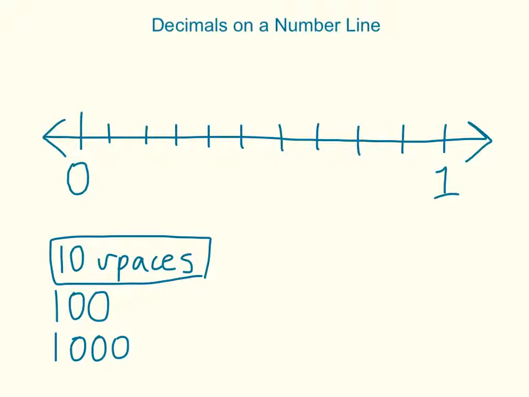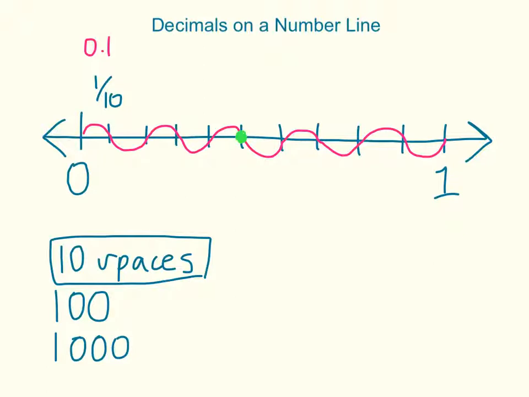So I can check to make sure that I have 10 spaces. 3, 4, 5, 6, 7, 8, 9, 10. So because I have 10 spaces, each of these spaces represents one space out of 10. I can write that as a fraction, but I also know that that can be said as a decimal that represents 1/10.